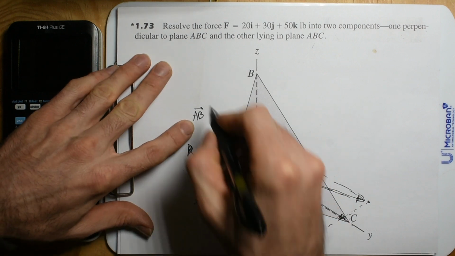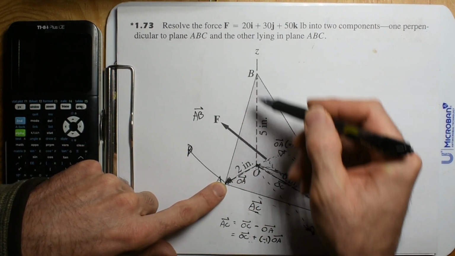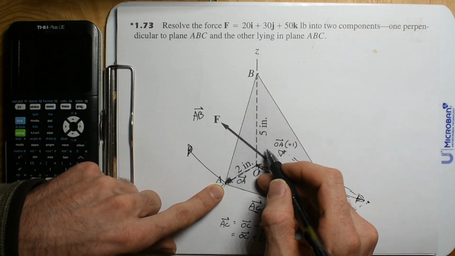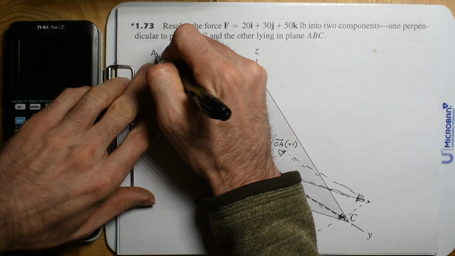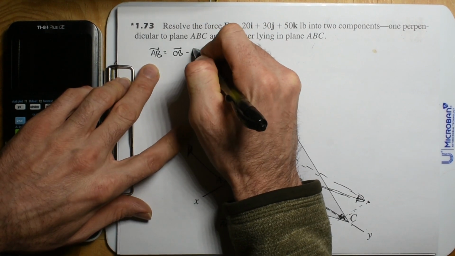All right, so we're going to go a little faster. We're going to do vector AB. Vector AB is going to be vector OB minus vector OA. So that's going to be OB minus OA.